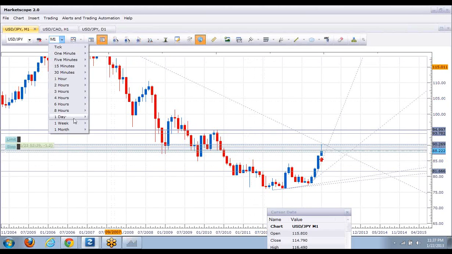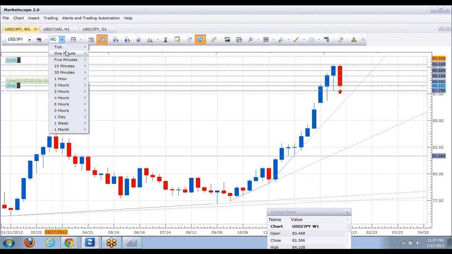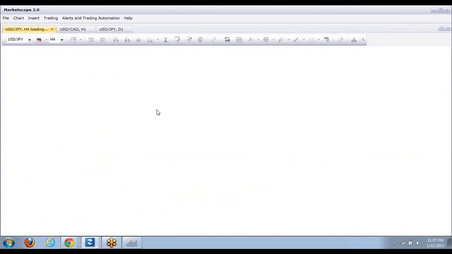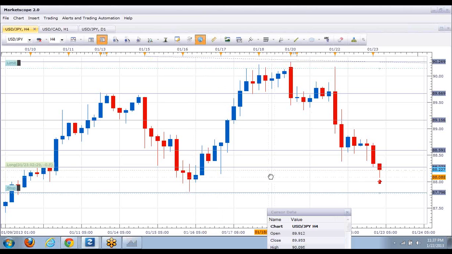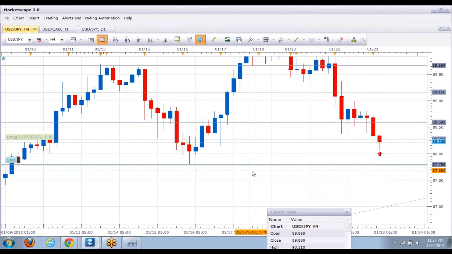Because on the monthly it's harder to count, but on the weekly I think we can establish that there is a possibility that it may retest the next demand about the 87.80 area, which is where your stop loss is at the moment. I see.